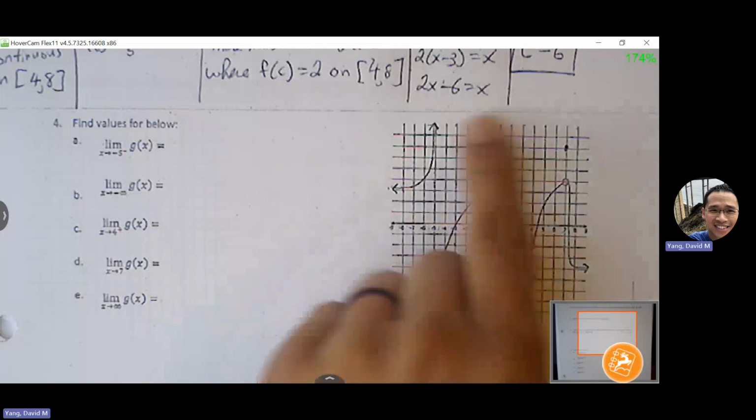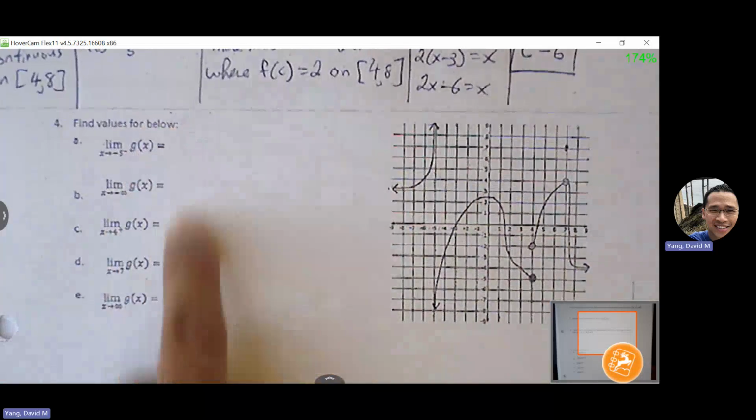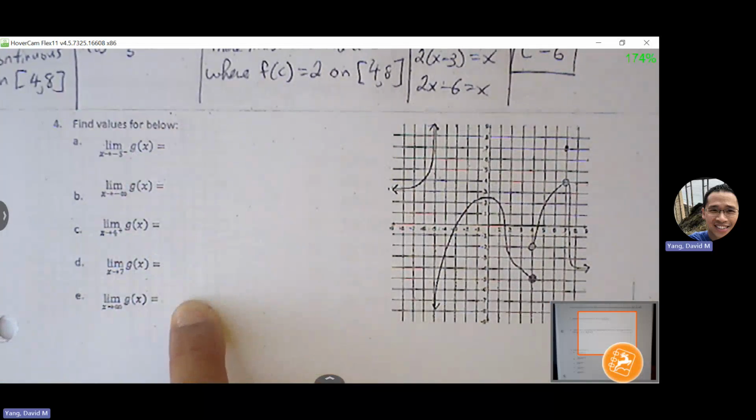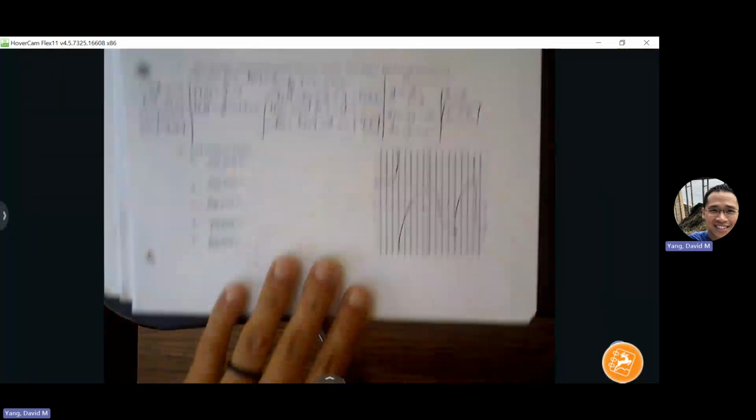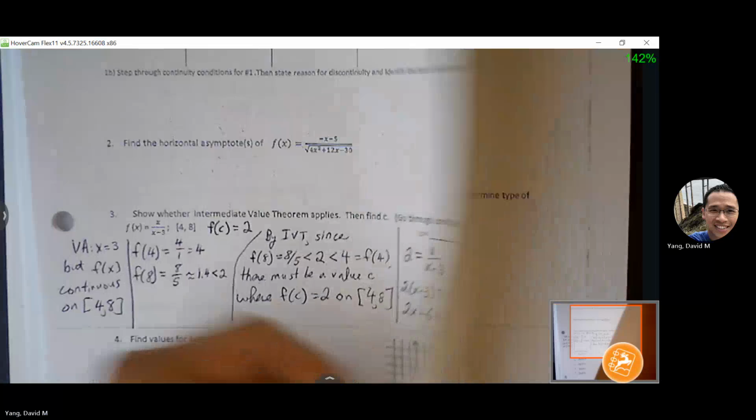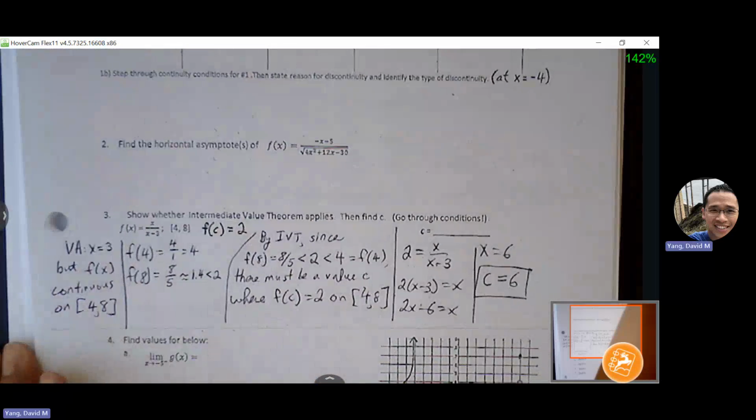you're not creating the graph, you're just looking at the graph and identifying the values or properties. Okay, all right, so try that. I'll walk around, see how you guys do, and then you can also check your answer on page 12. 12 is the key.